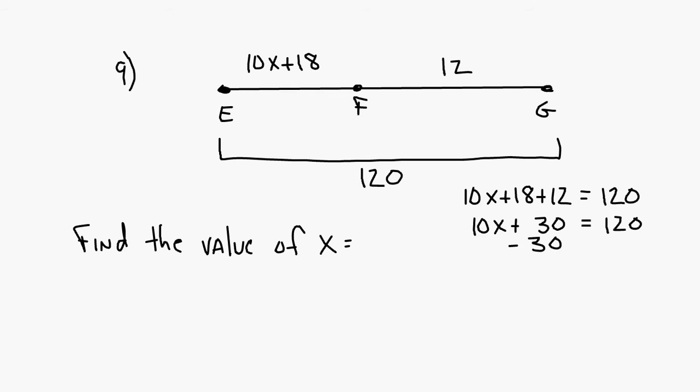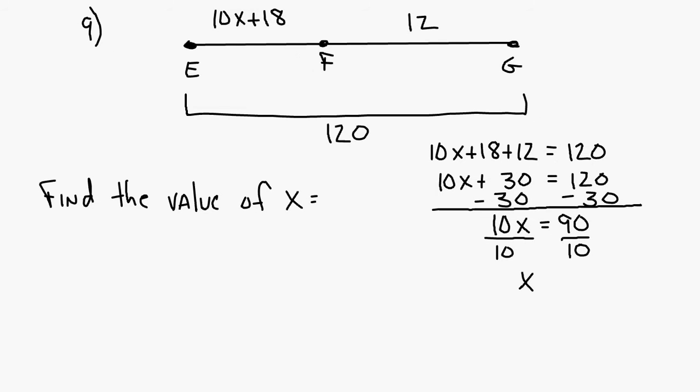If you subtract 30 from each side, then 10x equals 90, and divide each side by 10. X is going to equal 9. Questions? Good.